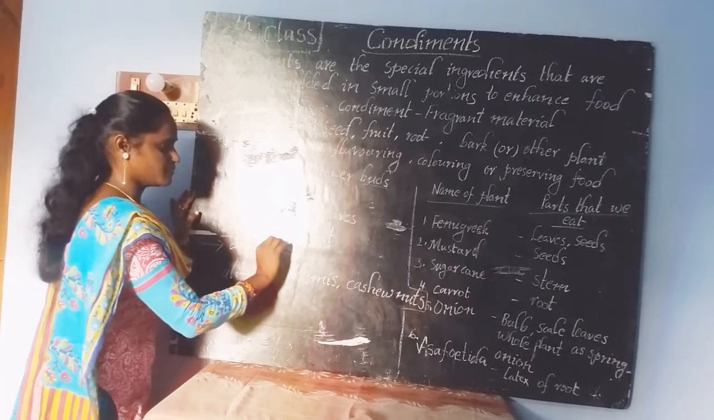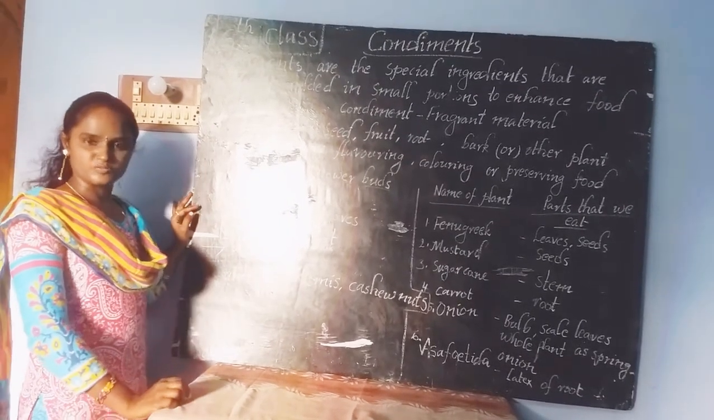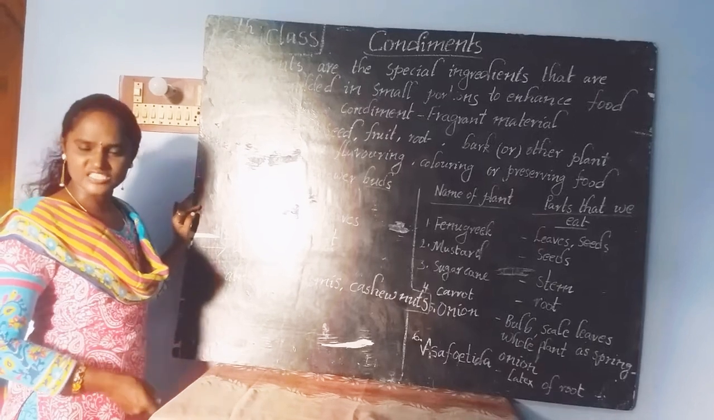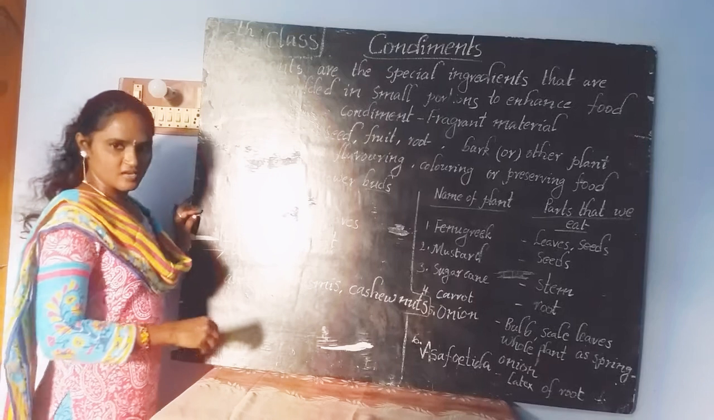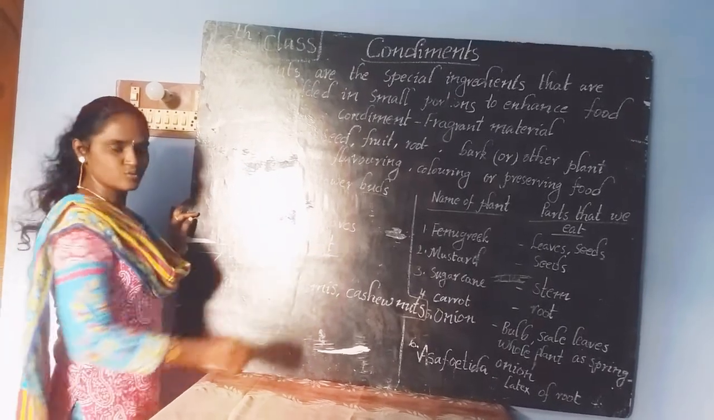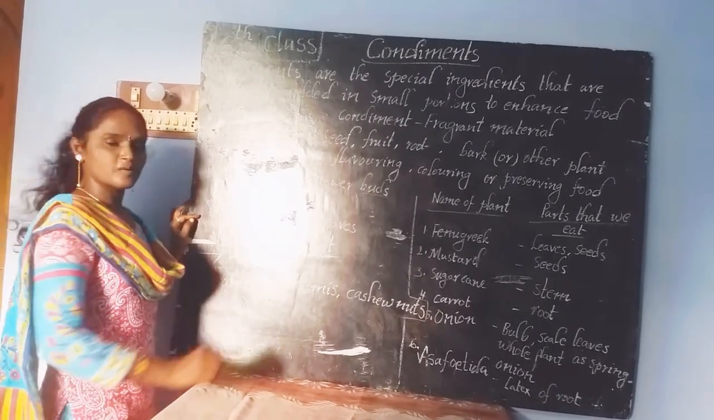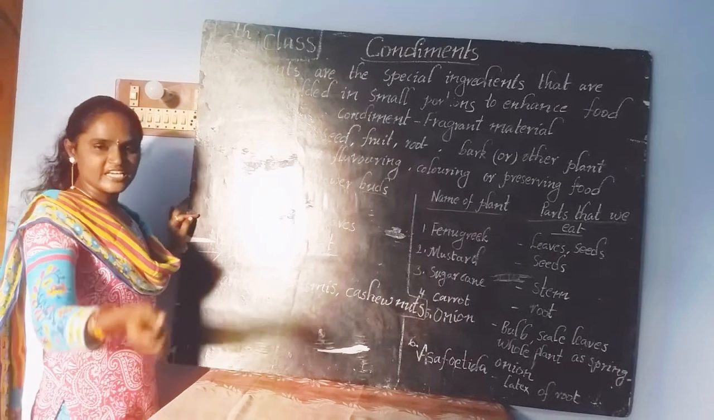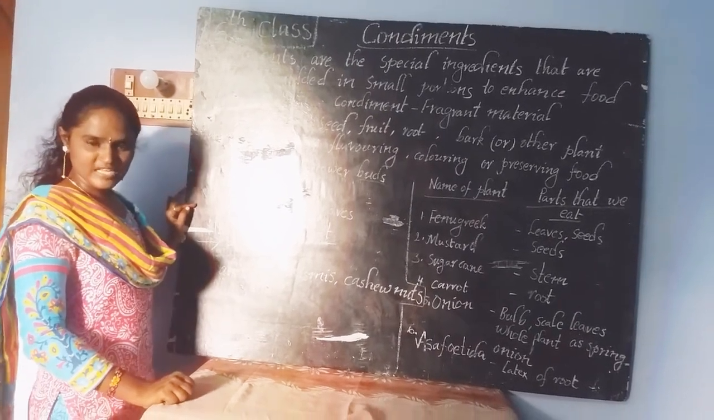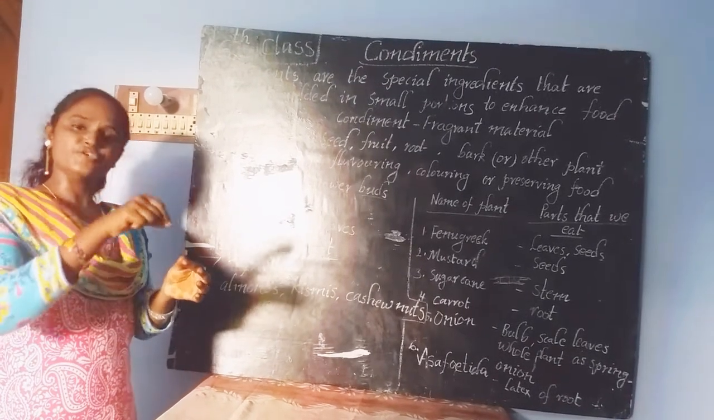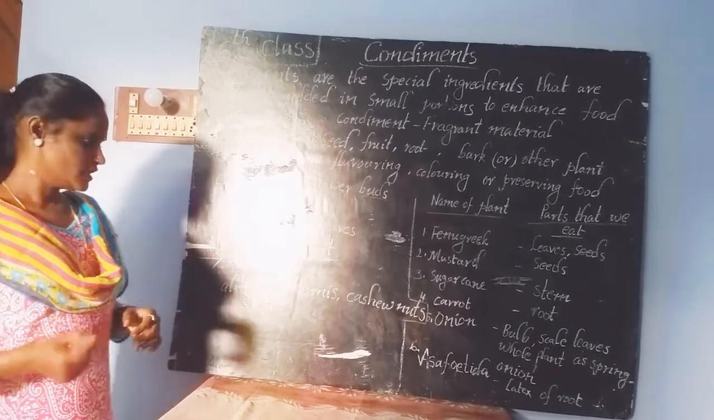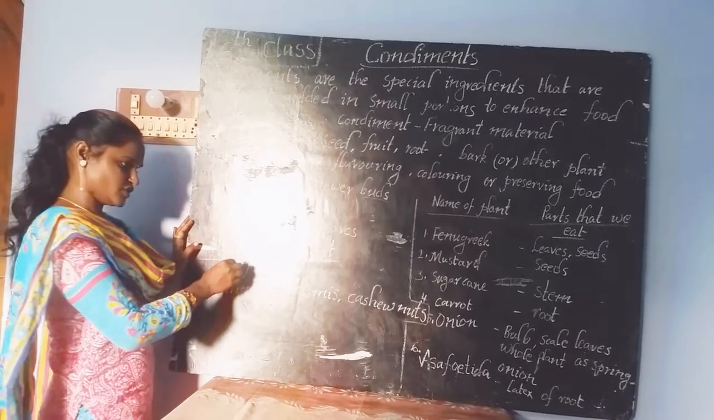Next one, cardamoms. Generally we call it ilachi. In Telugu we call it yalukulu. And here, which part are we using as cardamom? We take the fruit of the cardamom plant and dry it. If you open the cardamom, inside you may find some seeds. Okay, then move to the next one.